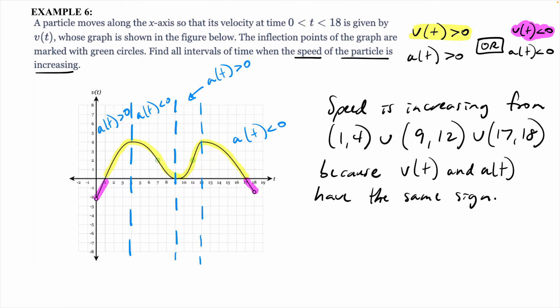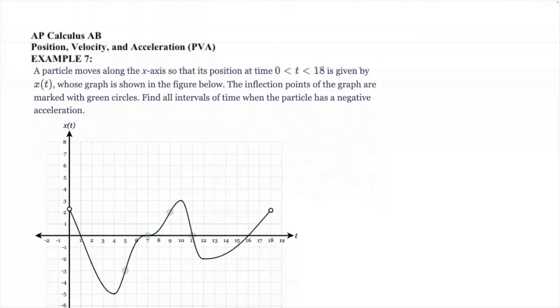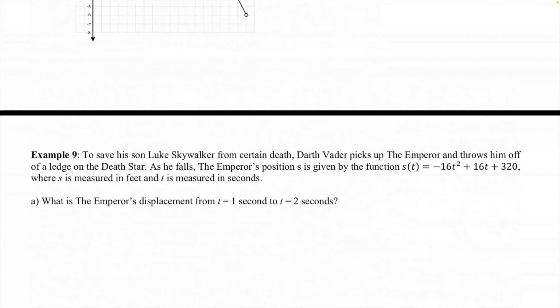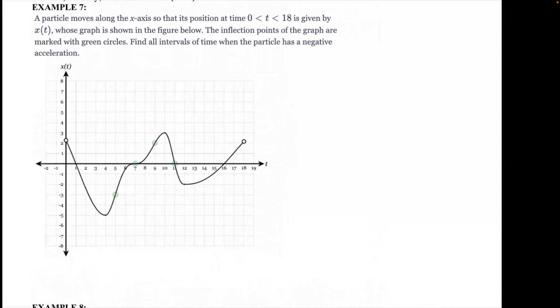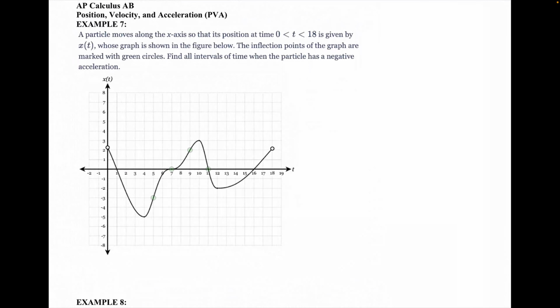All right, let's look at the next one. Let's look at the next graph. There's 2 more graphs, and then there's a practice problem, and then we're done. Okay, so here we go. Number 7. Particle moves along the x-axis from 0 to 18 when time is 0 to 18. Okay, that part is the same. Position is given by x of t. The graph is shown below. The inflection points are marked with circles. Find all intervals of time when the particle has a negative acceleration.